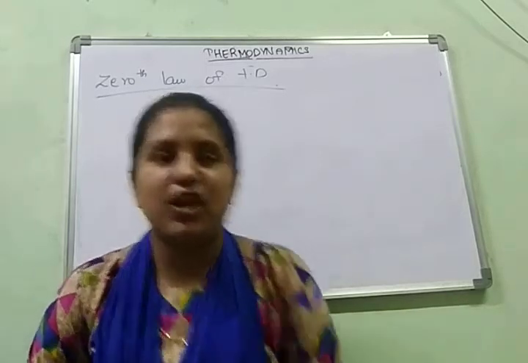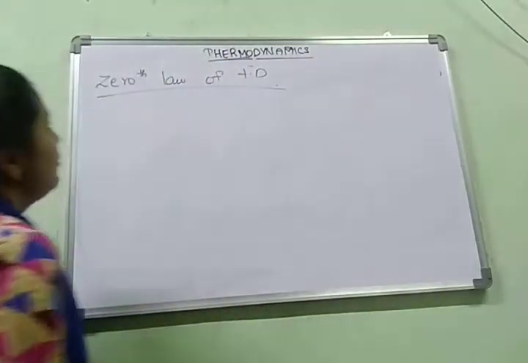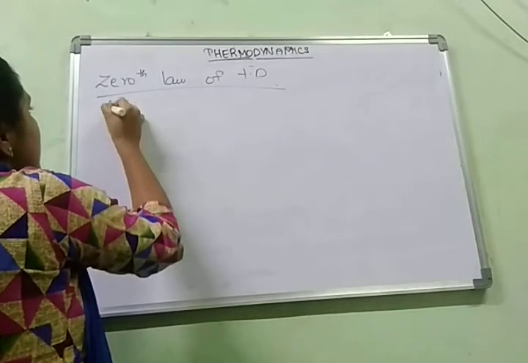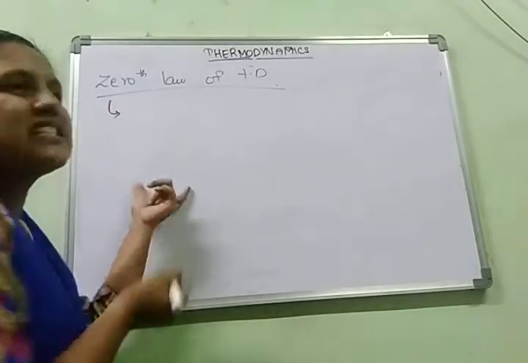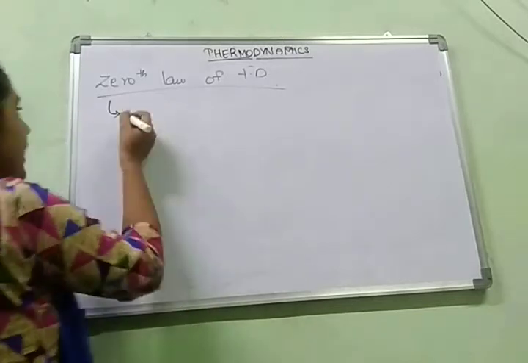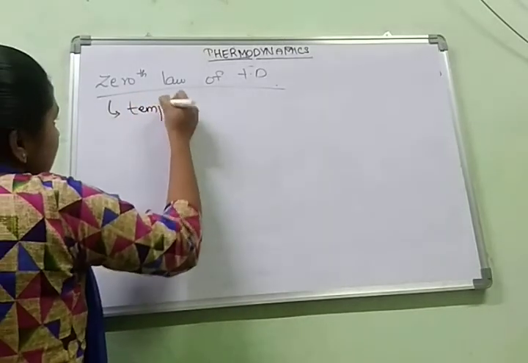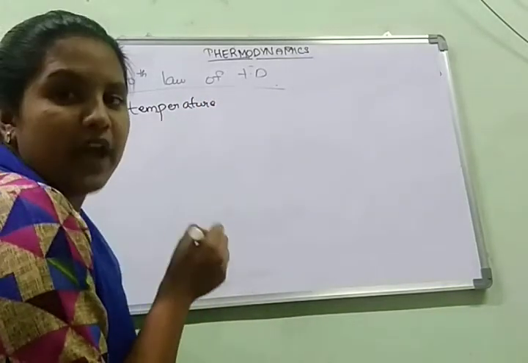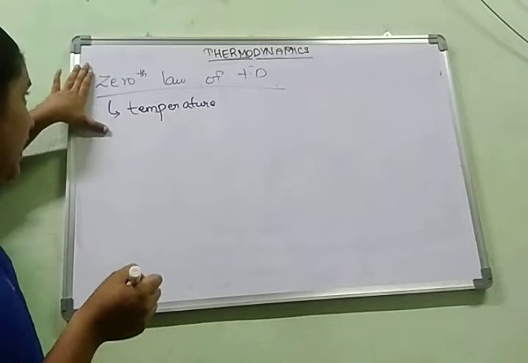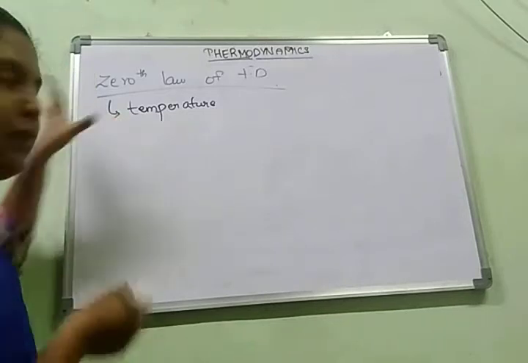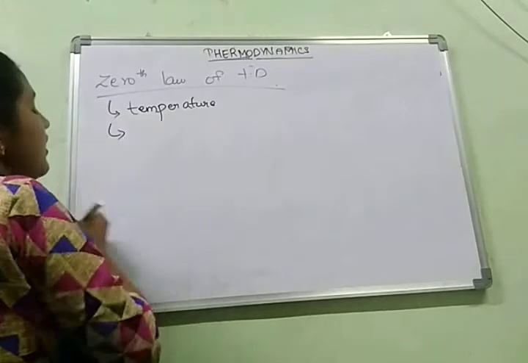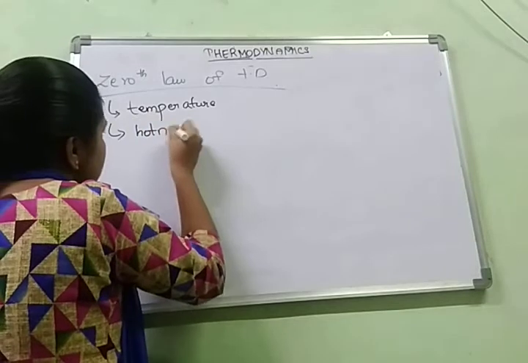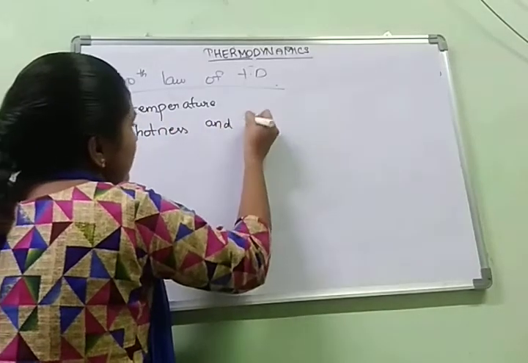What is meant by the zeroth law of thermodynamics? We can discuss it now. The zeroth law of thermodynamics deals with temperature. Okay, important point, write it as a note: the zeroth law of thermodynamics deals with temperature. What is meant by temperature? Temperature is the measure of hotness and coldness.